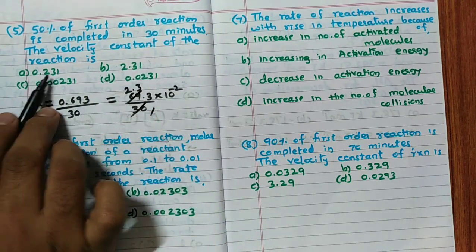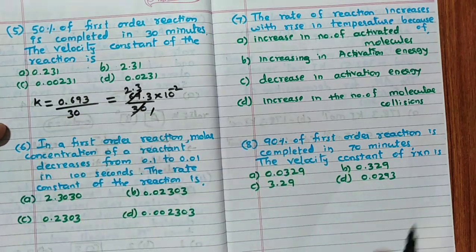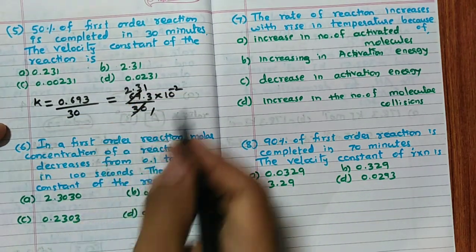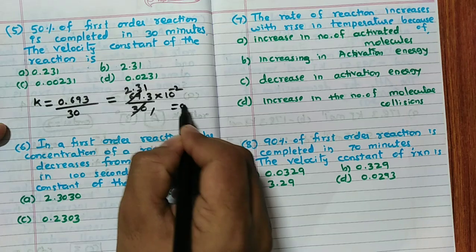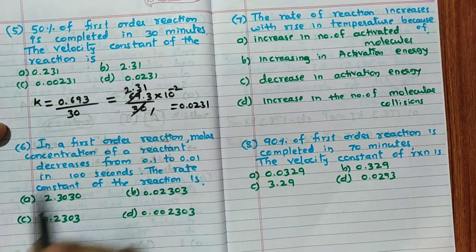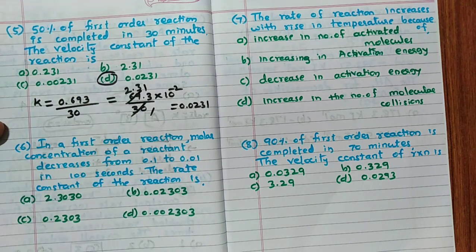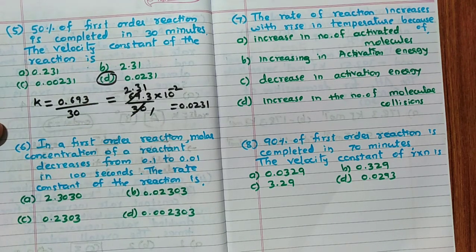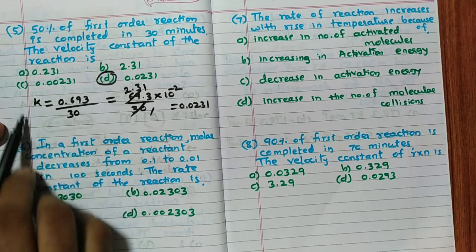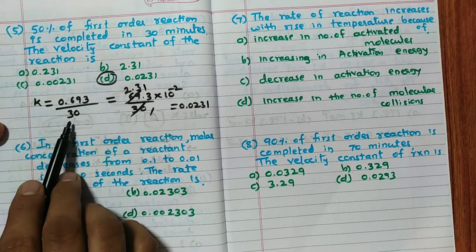Definitely 2.31 only you have to get, right? Into 10 to the power minus 2. Then what should be the answer? 0.0231. Correct? So the fifth question answer is D. Within 1 minute you have to solve this question. Remember, this formula is very, very important: k is equal to 0.693 divided by t half.